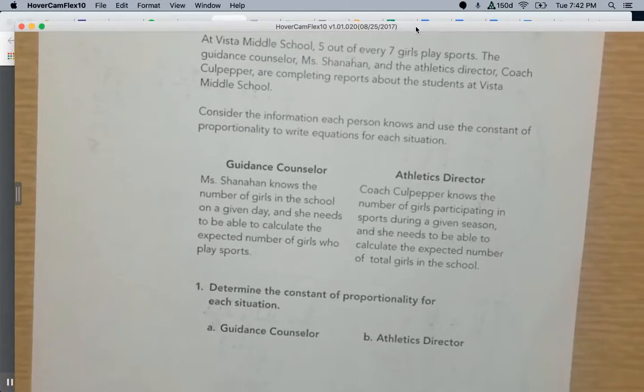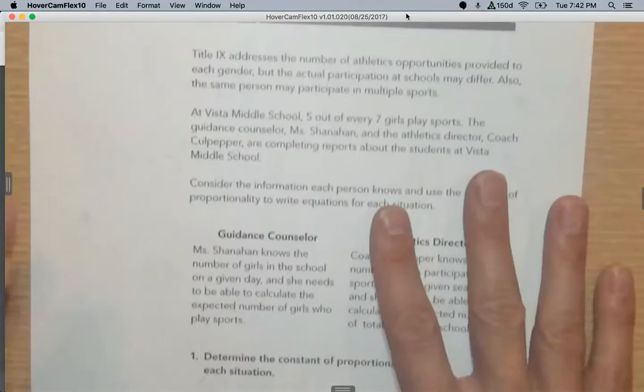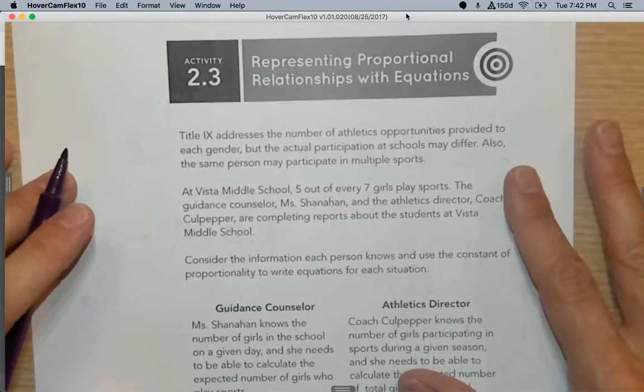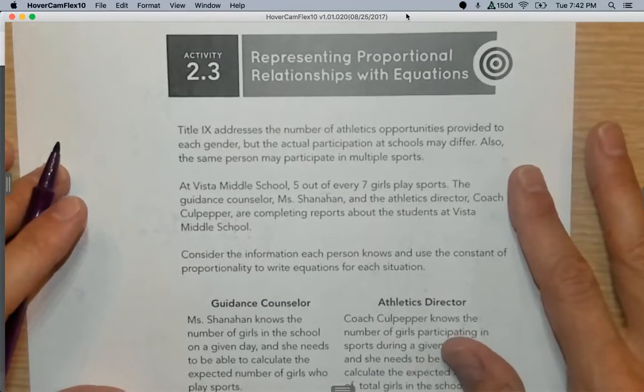All right, so activity 2.3, representing proportional relationships with equations.